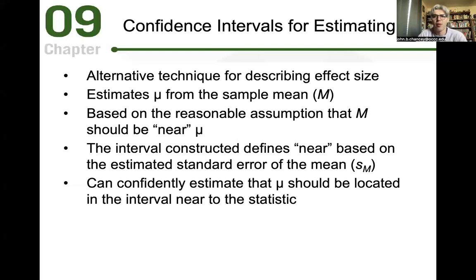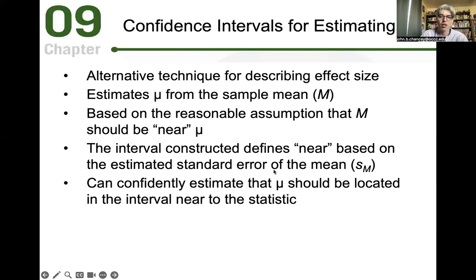There's also something we want to include called confidence intervals, which allow us to estimate a range of values where our data might fall when we're talking about unknown values. This is another way of describing our effect size. It's estimating our population mean from the sample mean. It's based on our reasonable assumption that our sample mean should be pretty close to our population mean. It should be an approximation, should be near. And we're saying near is based on our estimated standard error of the mean.